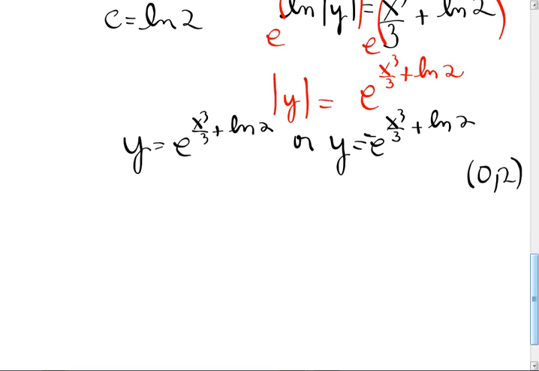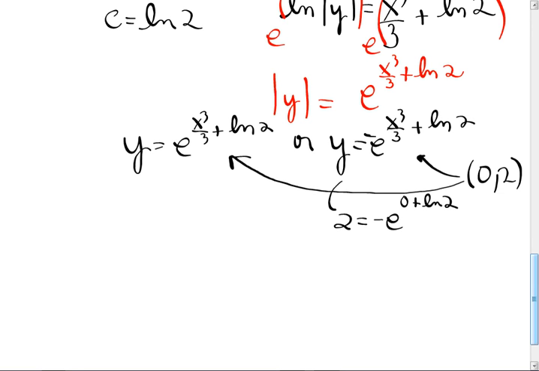Which equation can I put this into to make this true? This is the hardest part right here. You have to look at this point and put it into both equations and take the one that makes it true. And this one won't be true, because 2 is equal to negative e to the 0 plus the log of 2. What's e to the log of 2? It's 2. So in this one, 2 is equal to negative 2, which doesn't happen. So it's going to be this one.